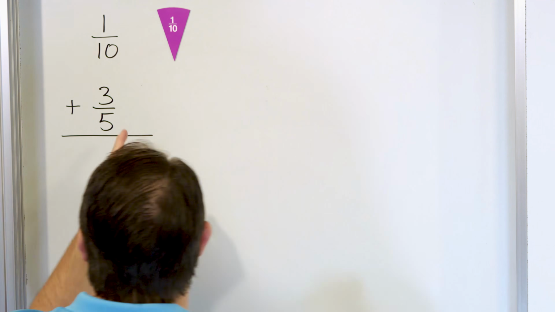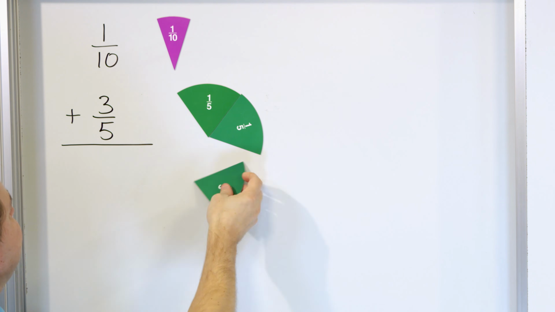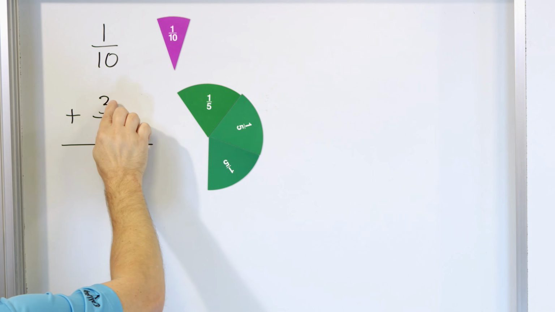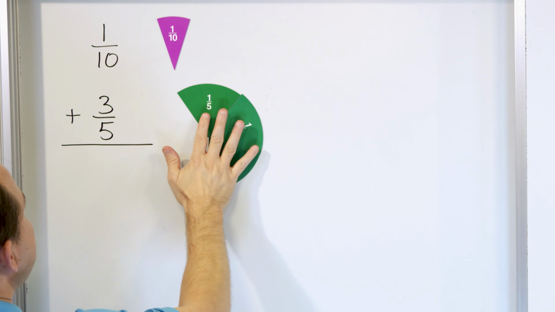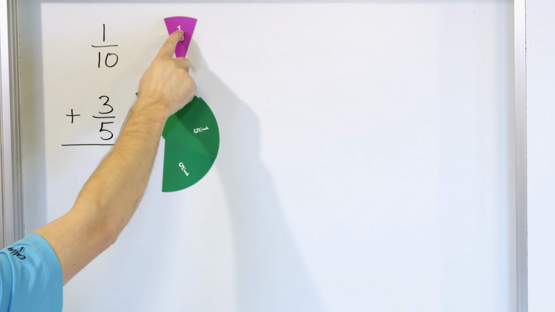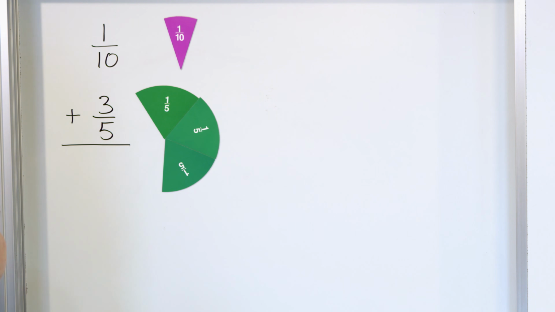What does the second one, 3/5, represent? If I built a pizza cut into 5 pieces, so there's 1, 2, 3, 4, and 5, and you have 3 of those pieces, 1, 2, 3, that is what this fraction represents. So you have a very small amount of pizza here, and a much larger amount of pizza down below.